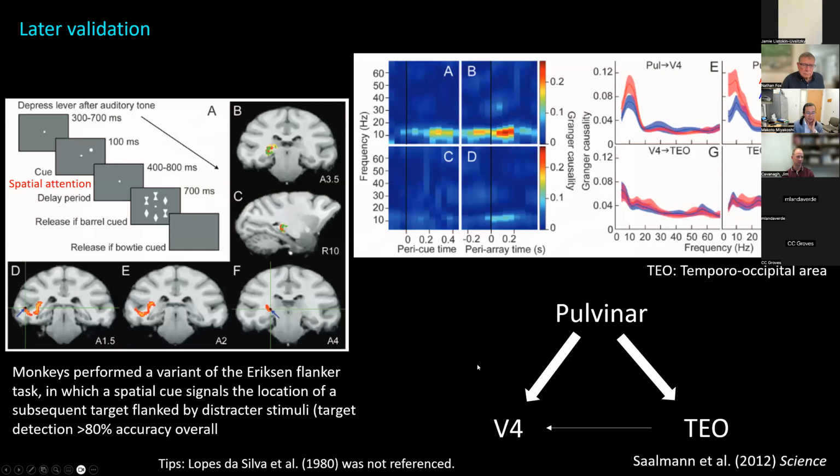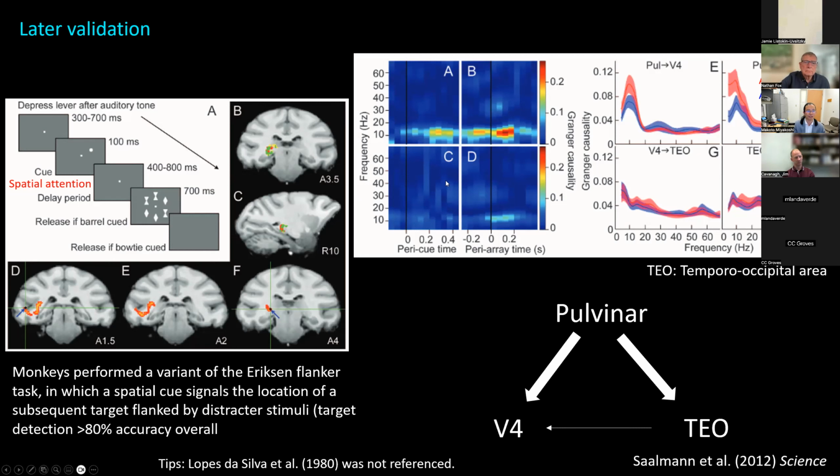And later, there was this study published in Science. This pulvinar modulation of the cortical-cortical connection was actually the substrate of top-down attention. So they used a top-down attention visual task using monkeys. There is a spatial cue shown, and they asked the animal if this cued position showed a bow tie or not.